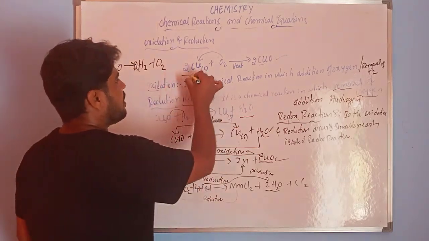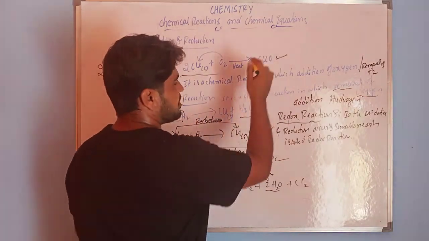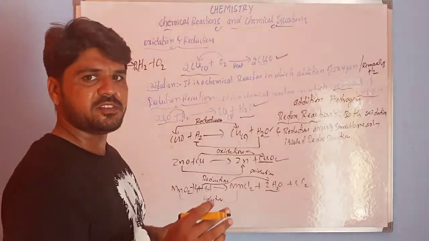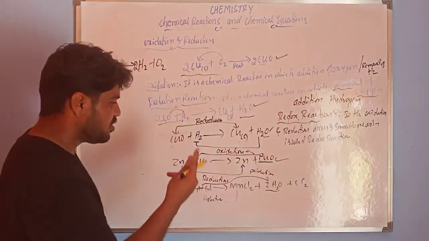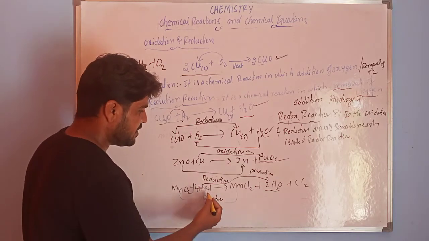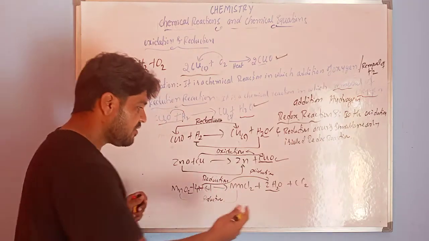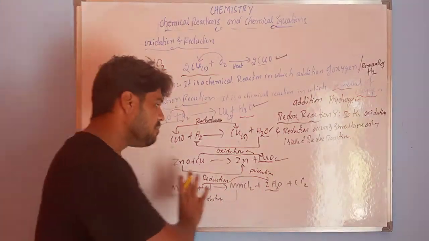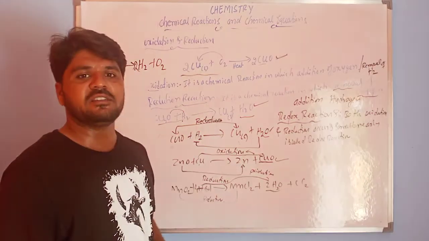Oxidation and reduction are half reactions. A half reaction means this is not a complete reaction. In the complete reaction, we have to observe two types of reactions. One is the reduction reaction, another is the oxidation reaction. Oxidation is one half reaction and reduction is another half reaction. When you combine them, it is a complete reaction.